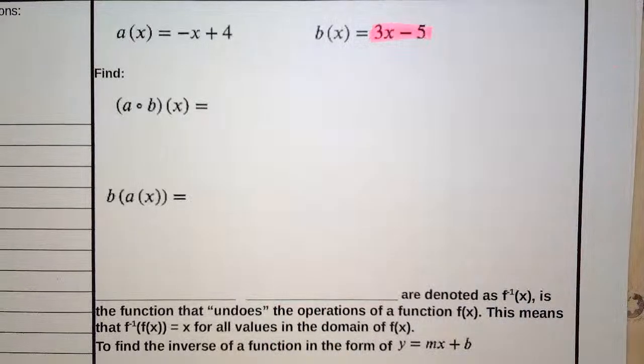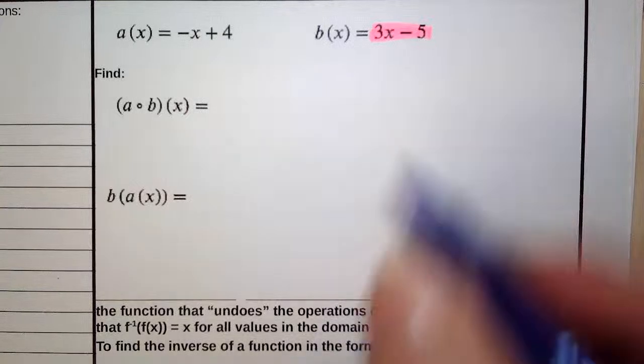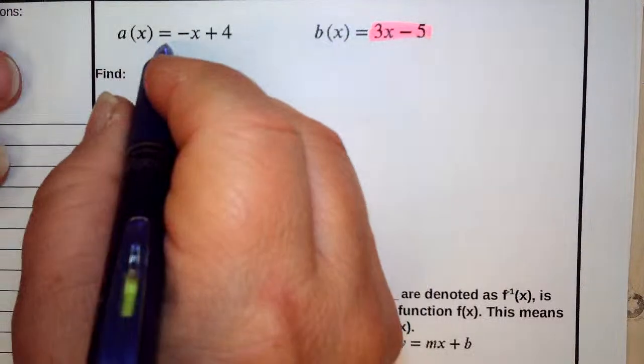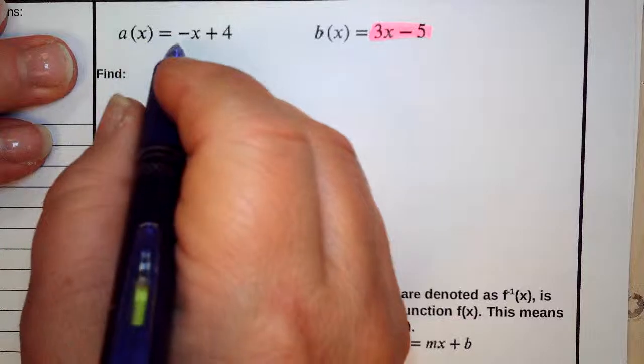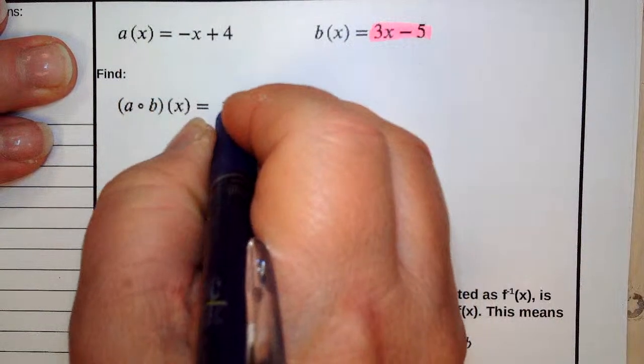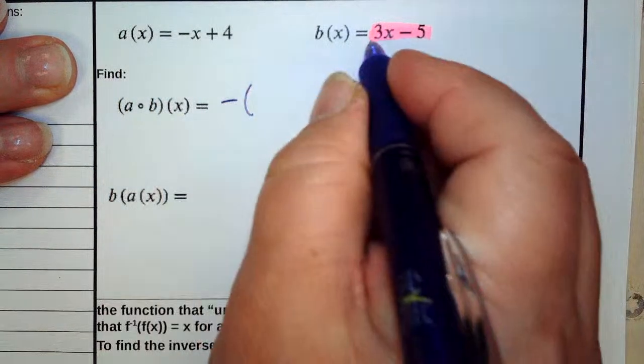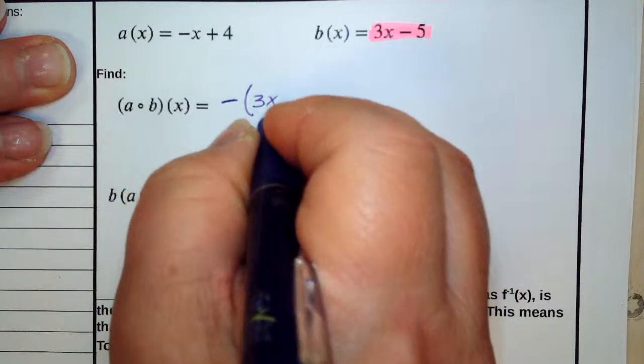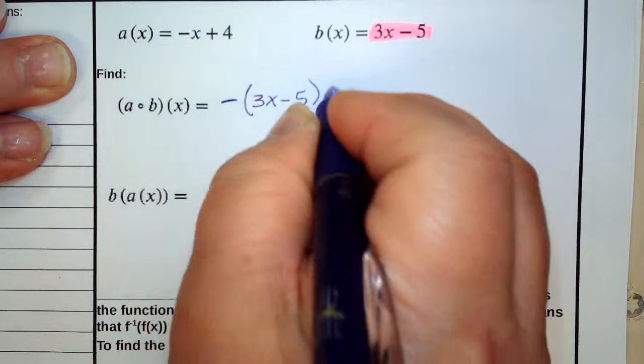This is B. And I start out, we're using substitution. So A of x, A evaluated with x, is the opposite of x plus 4. So this is going to become the opposite. Instead of x, I'm going to put 3x minus 5, plus 4.